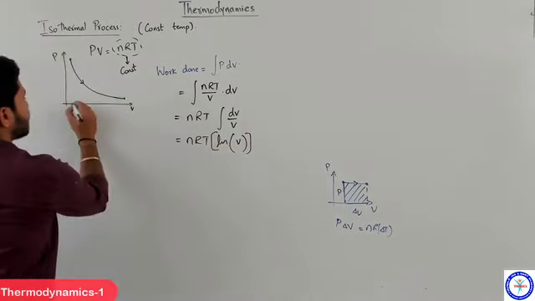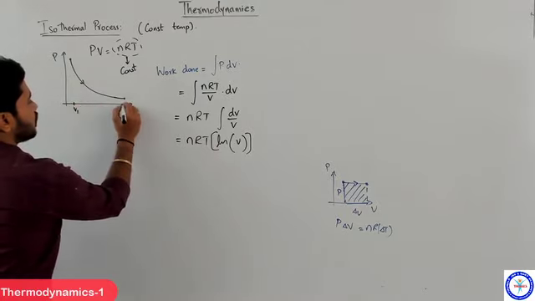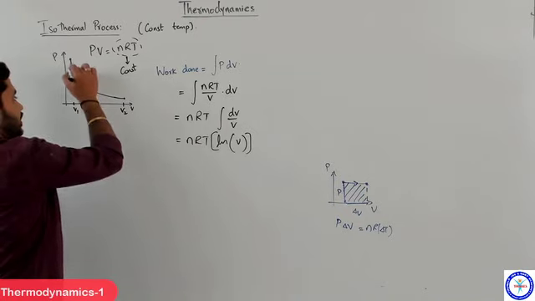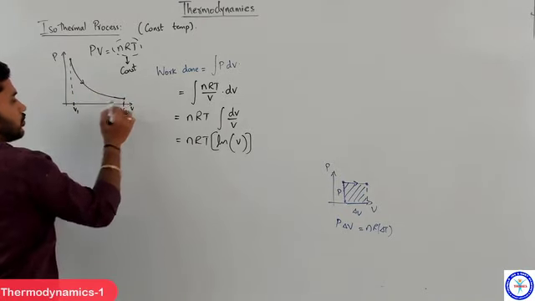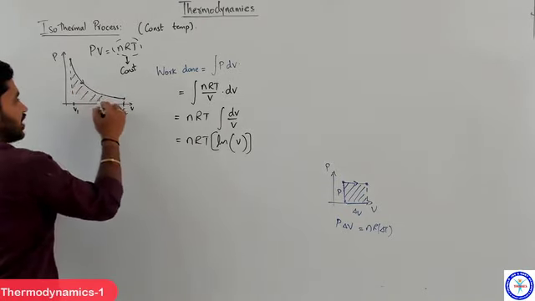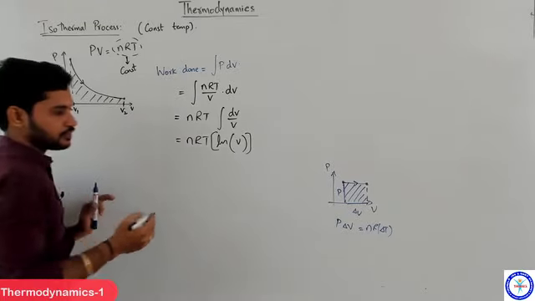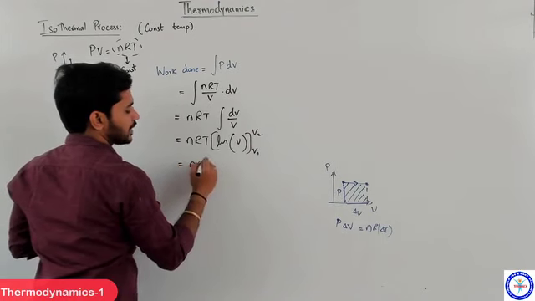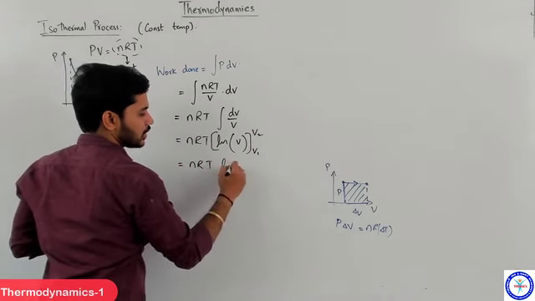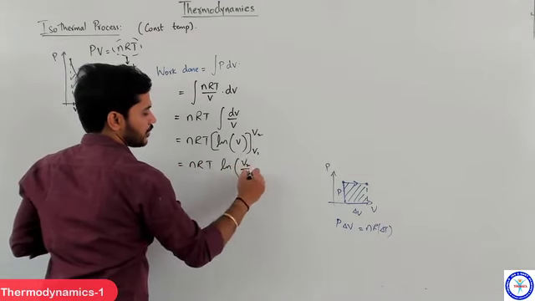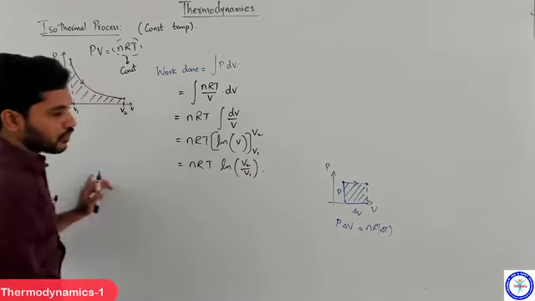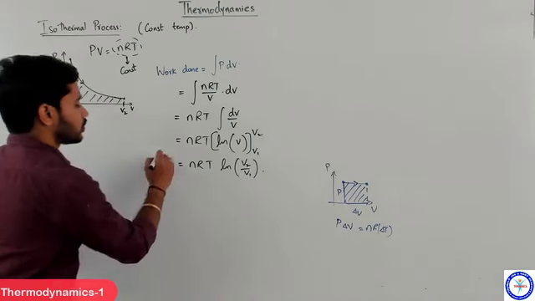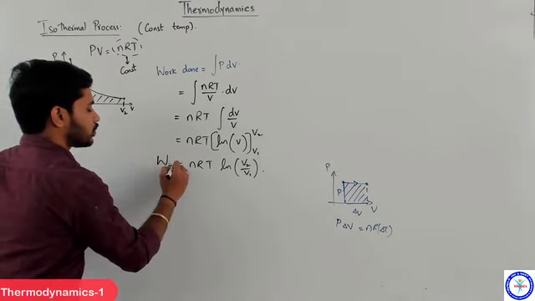And what are the limits I should substitute for V? We can substitute V1 and V2. If the gas is expanding from this volume to this volume, this area will be the work done, correct? So with volume from V1 to V2, I'll get the expression for work done as nRT ln V2 by V1. Clear, students? So this will be the expression for work done in an isothermal process.